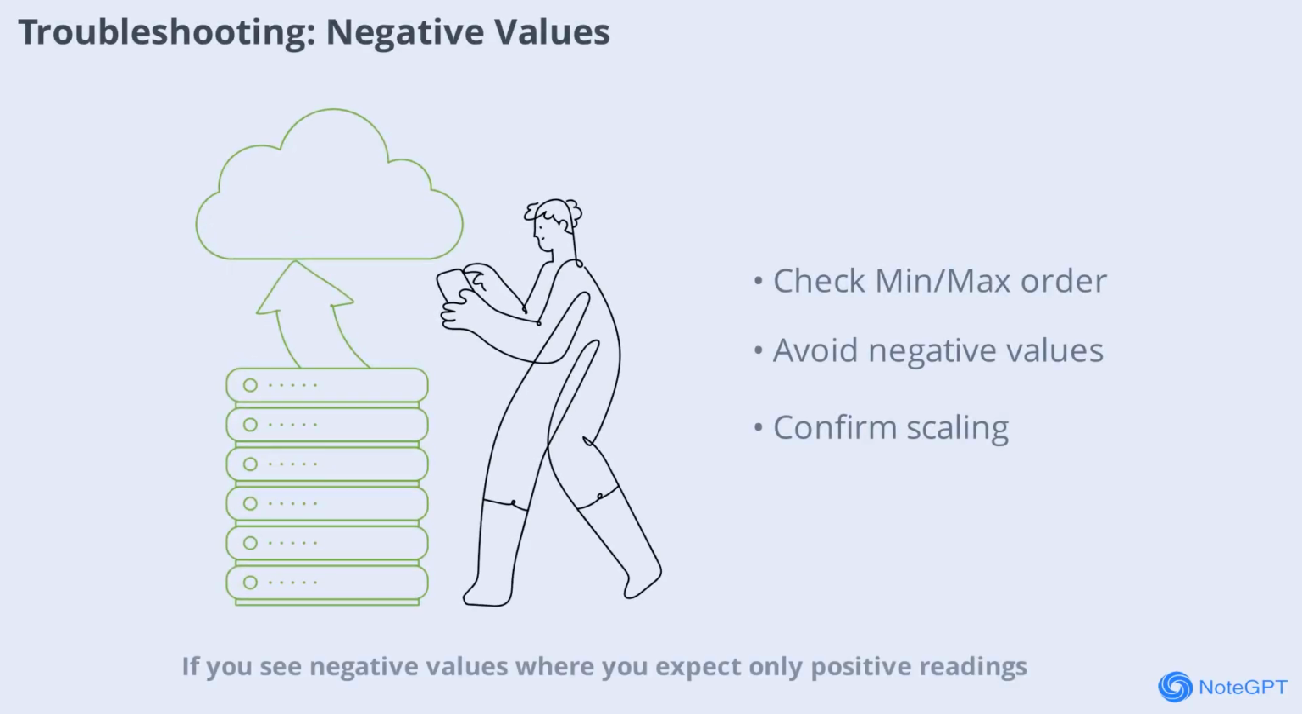If you see negative values where you expect only positive readings, it's likely that the min and max parameters have been swapped. This mistake reverses the scaling, causing the output to decrease as the input increases. Always confirm the correct order of your scaling parameters.